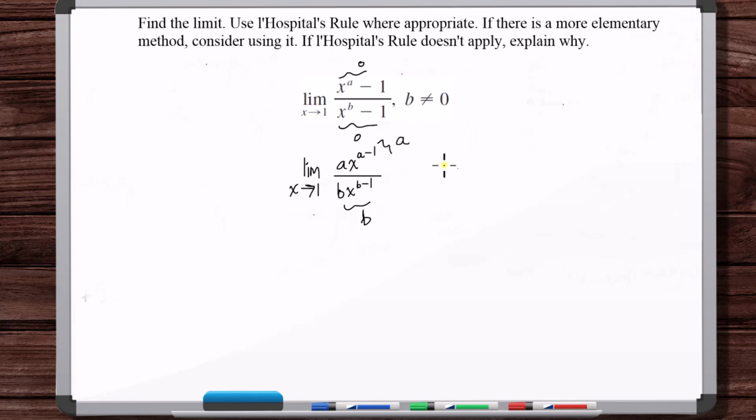The reason why they're saying b can't be 0 is because we couldn't put a divided by b if b could potentially be 0. But since b can't be 0, then this limit goes to a over b.